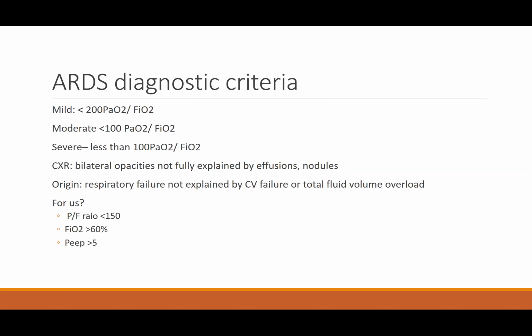And when evaluating somebody for ARDS, one of the first questions I'm going to ask is, do they have CV failure? And if the answer is no, then I really start to look into, do they qualify for ARDS diagnostic criteria? And if so, let's move down that treatment. Oftentimes, I'm looking for a P to F ratio of less than 150 before I start to really look into more advanced ARDS treatment. They need to have an FiO2 of at least greater than 60, and they definitely need to have a PEEP greater than 5.